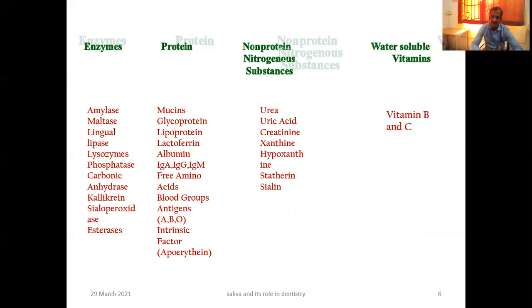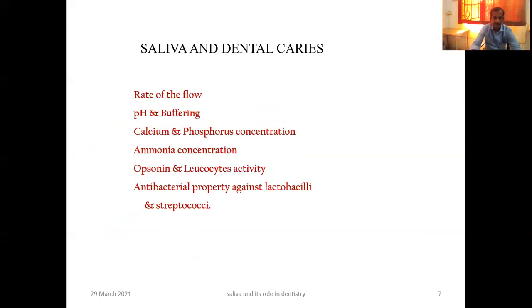It should be categorized like this: the enzymes that are present, the proteins that are present, the non-protein nitrogenous substances that are present, and the water-soluble vitamins that are present. Clear? And as I told you, the topic of discussion: saliva and its role in dentistry. What role does it have in dental caries?